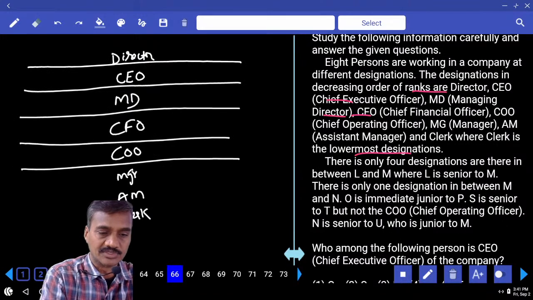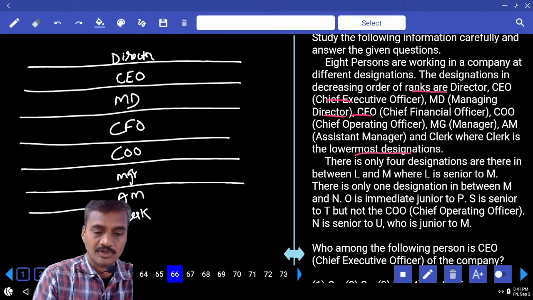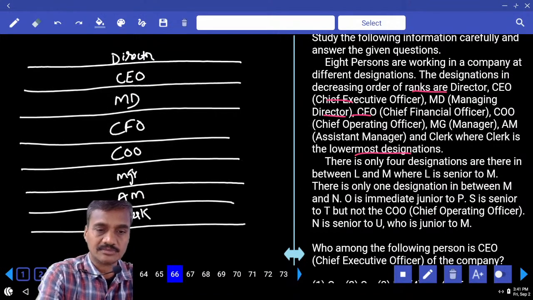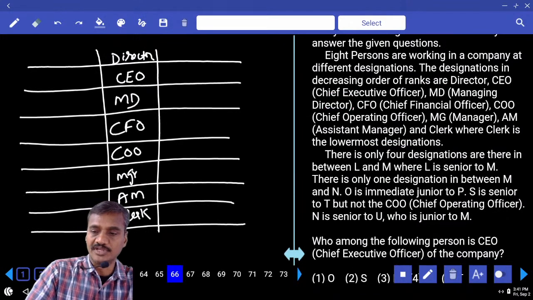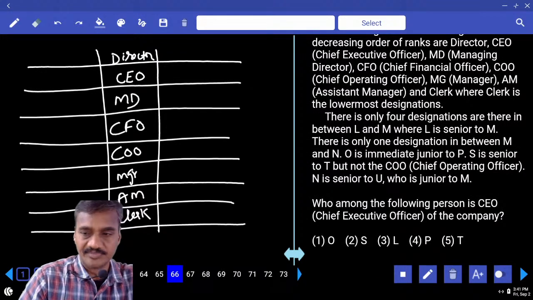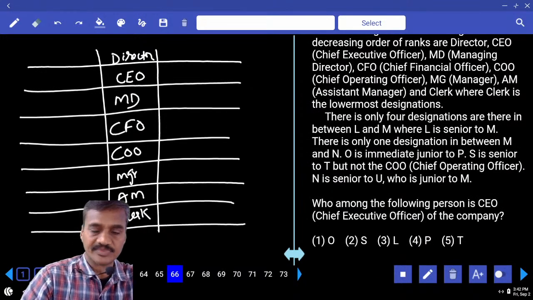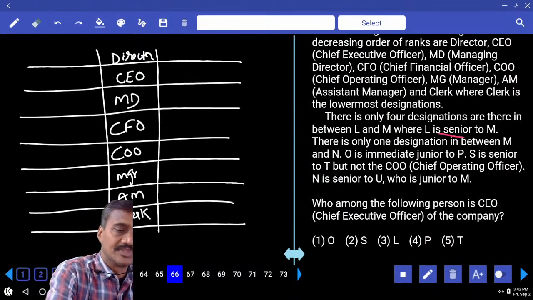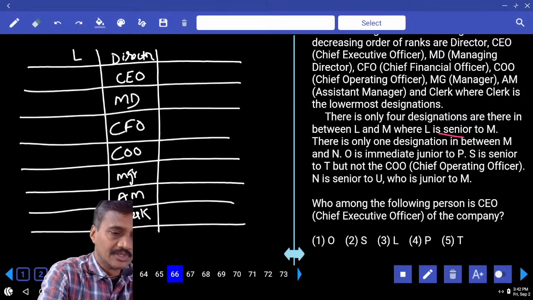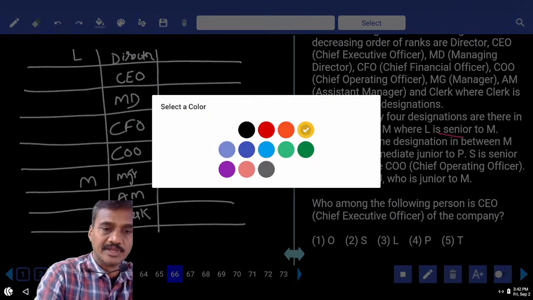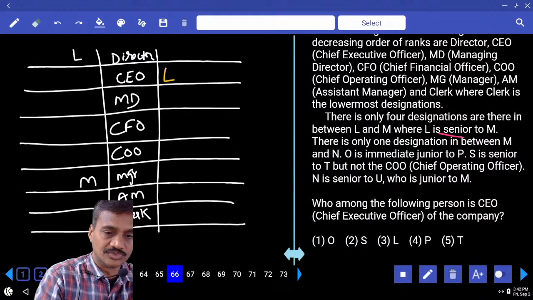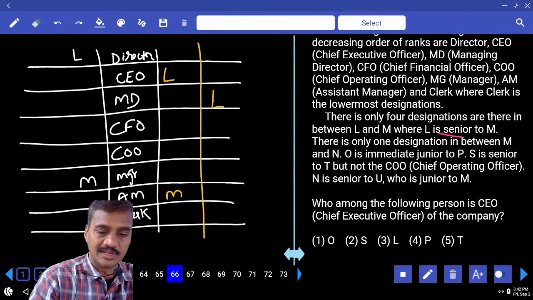Then coming to condition number 1. Now tell me what is the first information we have. First, there are only 4 designations in between L and M, where L is senior to M. As L is senior to M, this is one such possibility. Now in between L and M there must be exactly 4. And then what is the next possibility we have? If you take L at this place, 1, 2, 3, 4, M is here, so this is the second possibility. And finally L and M.